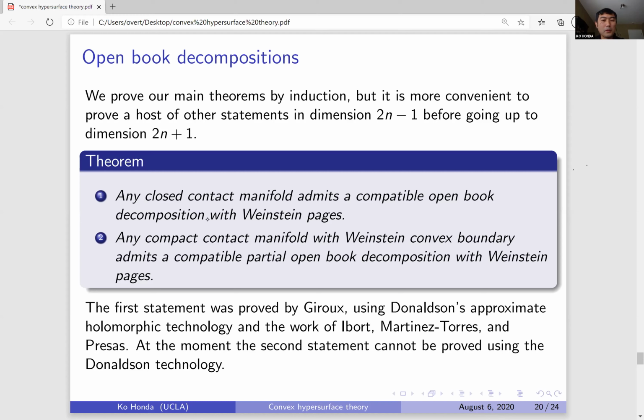The first statement was proved by Giroux using Donaldson's approximate holomorphic technology and the work of Ibort, Martinez Torres, and Presas. And the thing is, we don't really want to do this because you have no idea how you get these things. And at the moment, the second statement cannot be proved using the Donaldson technology. So strangely enough, you don't really know how to prove item number 2 using the Donaldson technology. Anyways, you want to prove all these things using our technology in dimension 2n minus 1, and then go up to higher dimension.